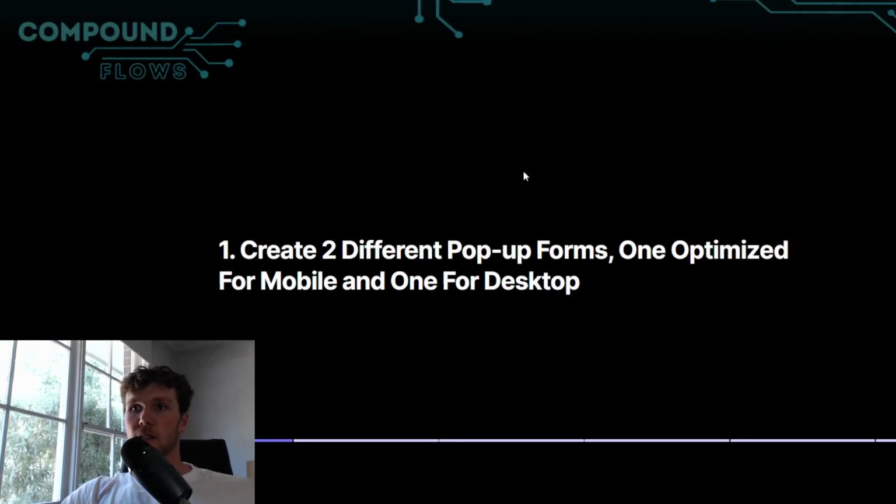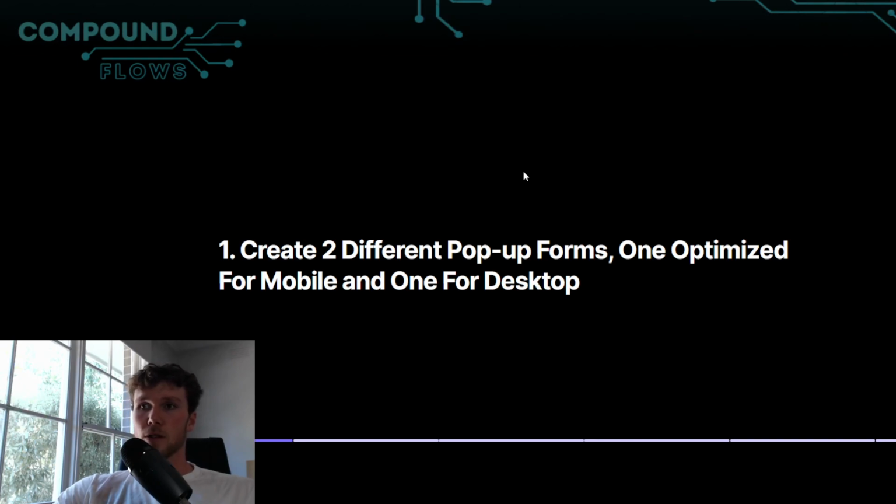Okay, so the first pointer is to create 2 different pop-up forms, one optimized for mobile and one optimized for desktop. Now the reasoning behind this is so you can A/B test each individually, and also because they're different devices, one's smaller, one's much bigger. So for mobile pop-up forms, you want the copy smaller and more punchy and more to the point, and usually taking out that side image or any images except for your logo. Whereas for desktop, you can usually fit in a side image and then the text and the input boxes.